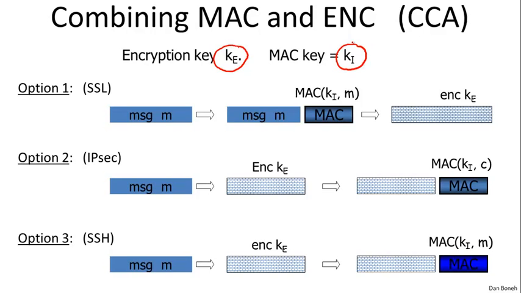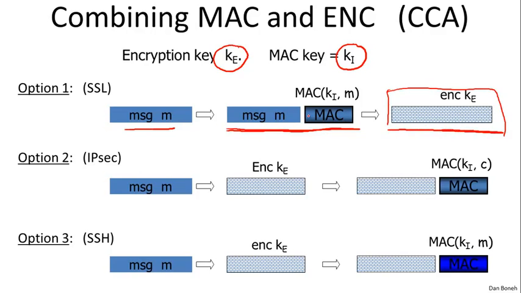So the first option, which is actually used in SSL, is the following. Take your message M, compute a MAC on the message M, and concatenate the tag to the message. The MAC is computed using K sub I, and then finally we encrypt the concatenation of the message and the tag using the encryption key K sub E, and that gives us the output. So this is sometimes called MAC then encrypt. We first MAC, then we encrypt.